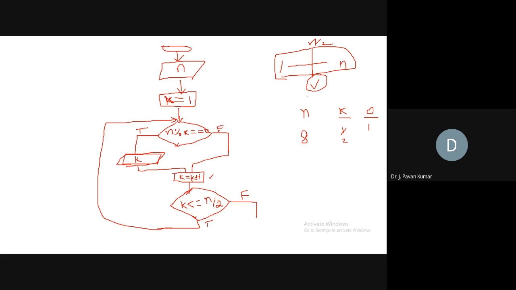What is k value? 2. What is n value? 8. 8 mod 2 is 0. So k will be displayed. What is k value? 2. That will be displayed. This is output that you keep in mind.